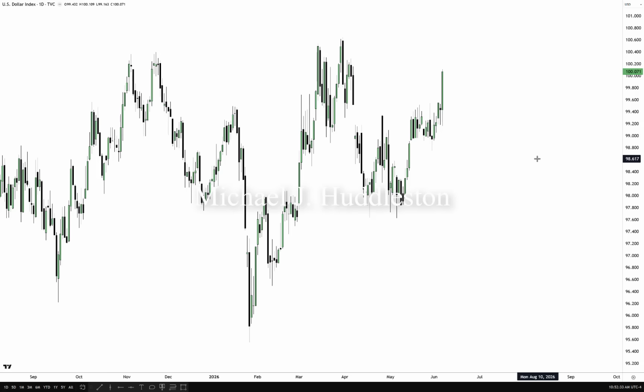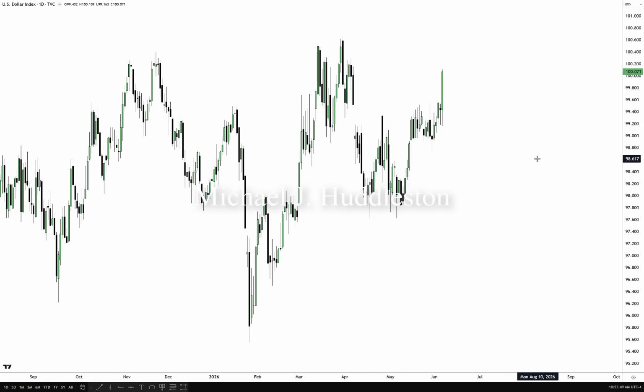I'll give you some opinions about what I think is likely to occur going into this week and the weeks thereafter. And hopefully, I'll give you some encouragement along the way. So, let's take a look at the dollar index first.